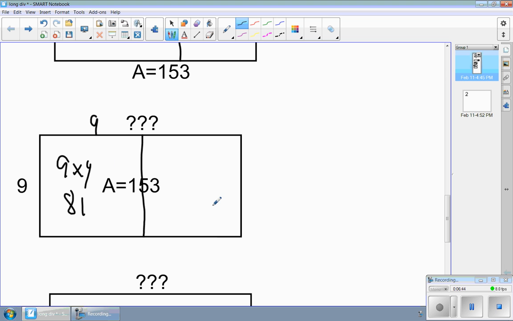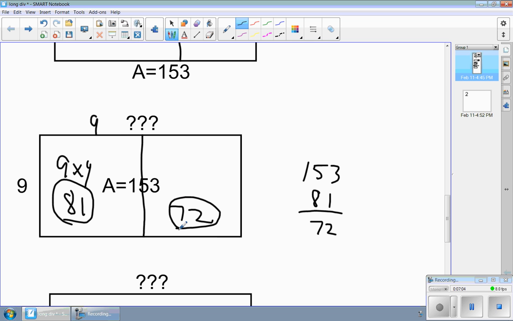So my leftover here that was not used is 153 minus 81, which in this case is 72. So this area of this rectangle is now 72. This area is 81, and this area is 72. So I need a number that if I multiply will give me 72, which of course is 8. This agrees with our previous two responses.